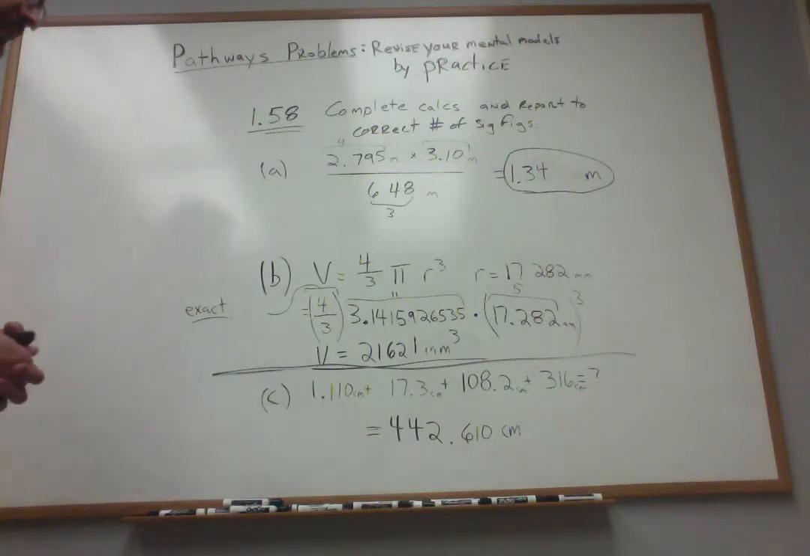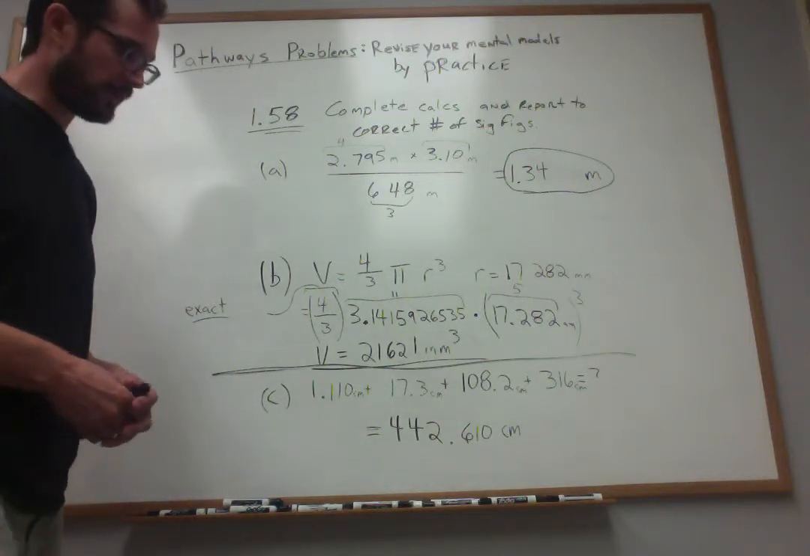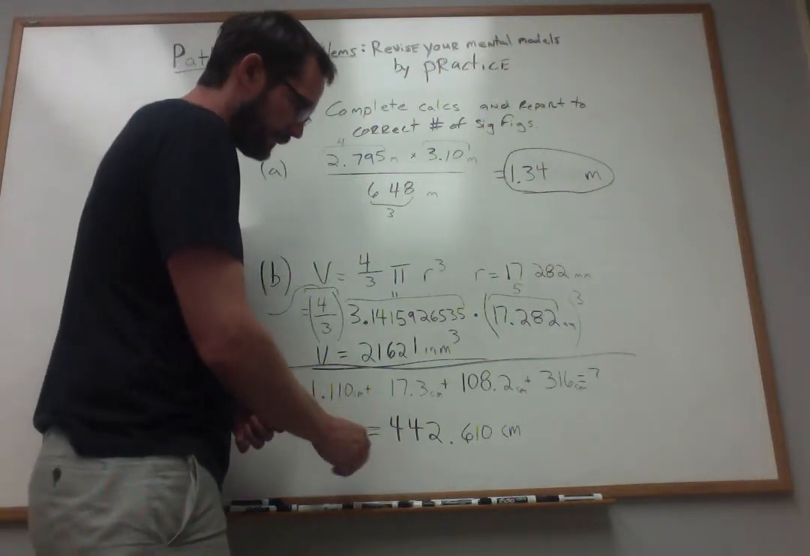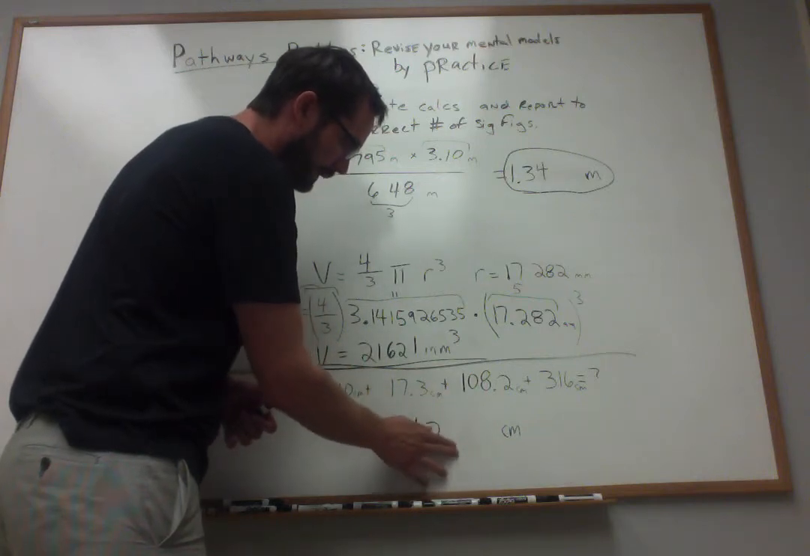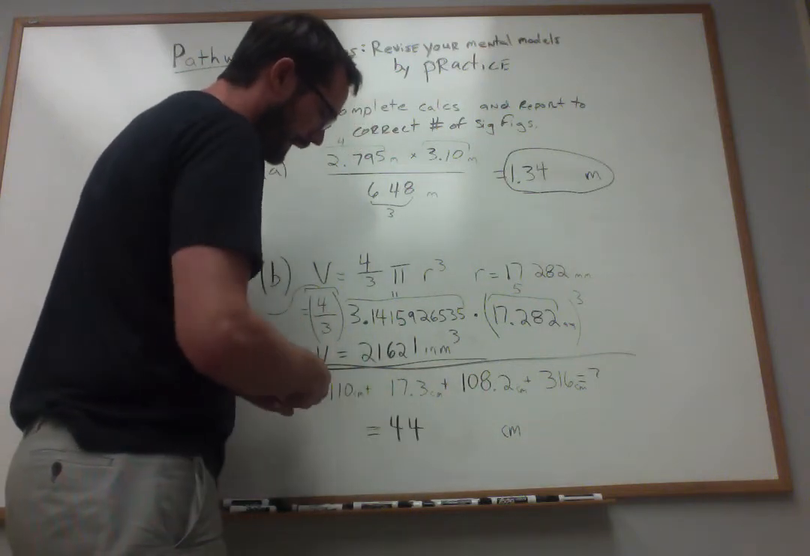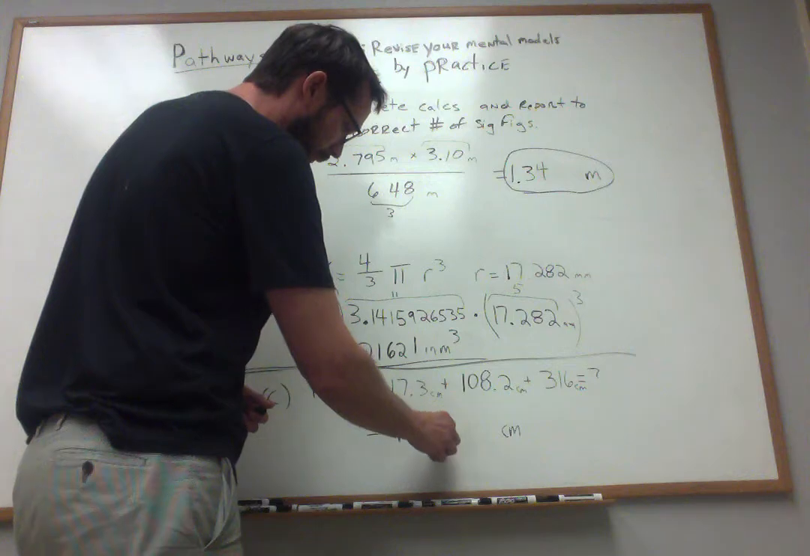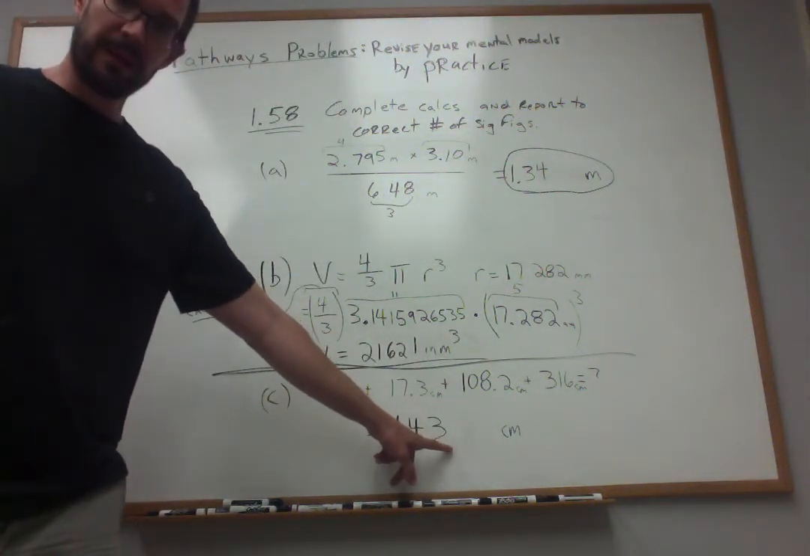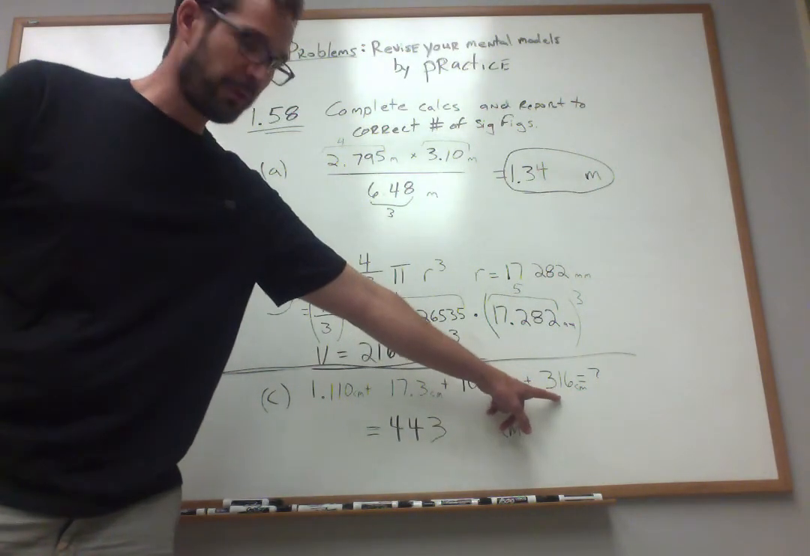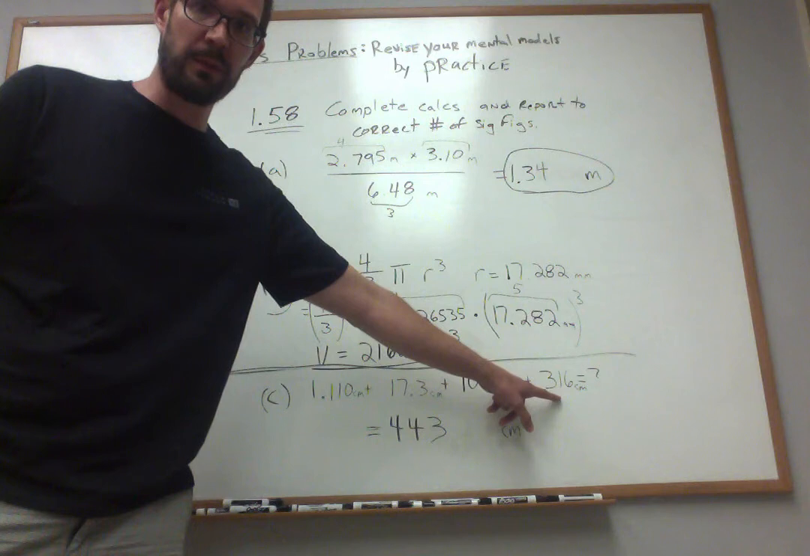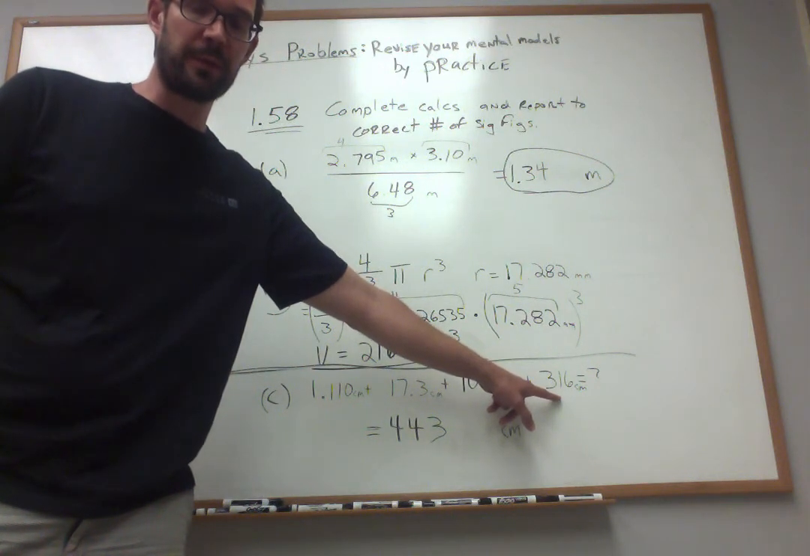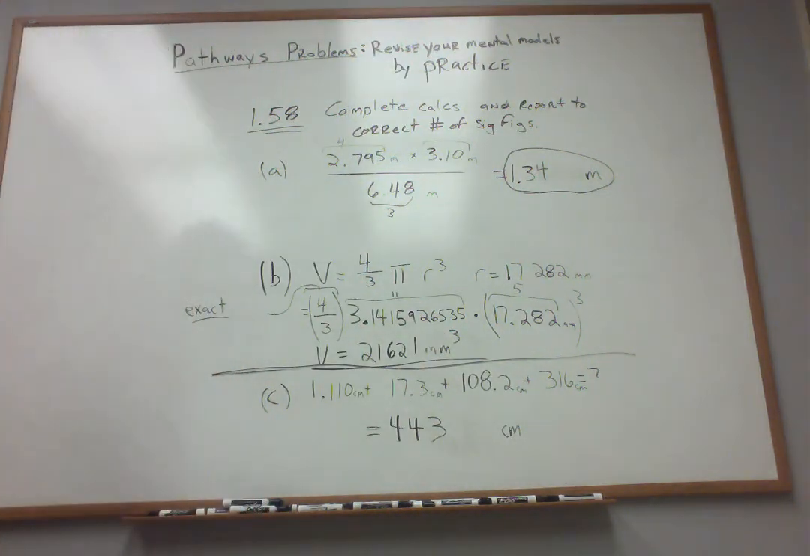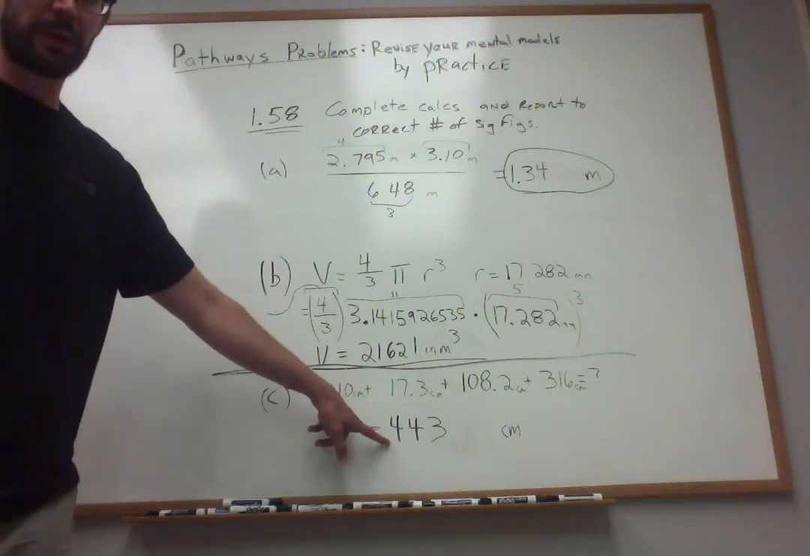So what that means to us is that our answer should be reported as 443 after rounding up. My answer can't have any decimal digits because my least precisely known variable has none. So that's honoring the rule for addition and subtraction. And this is what we should report as our final answer.